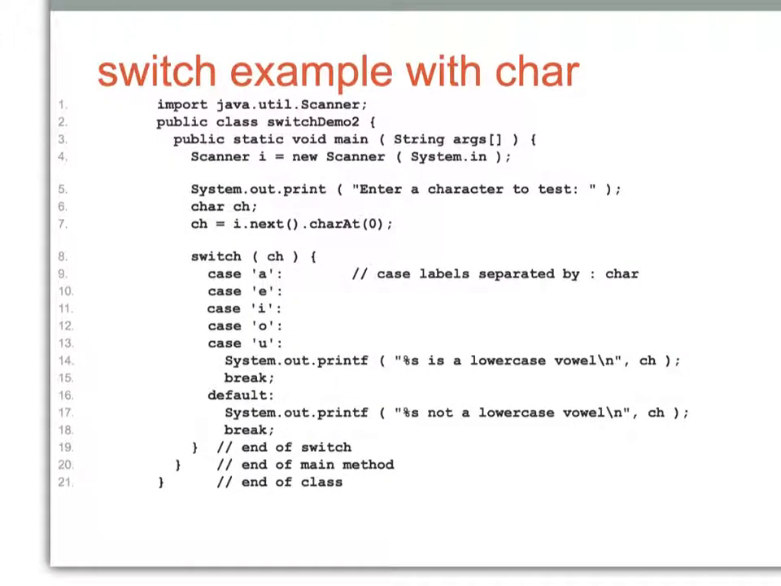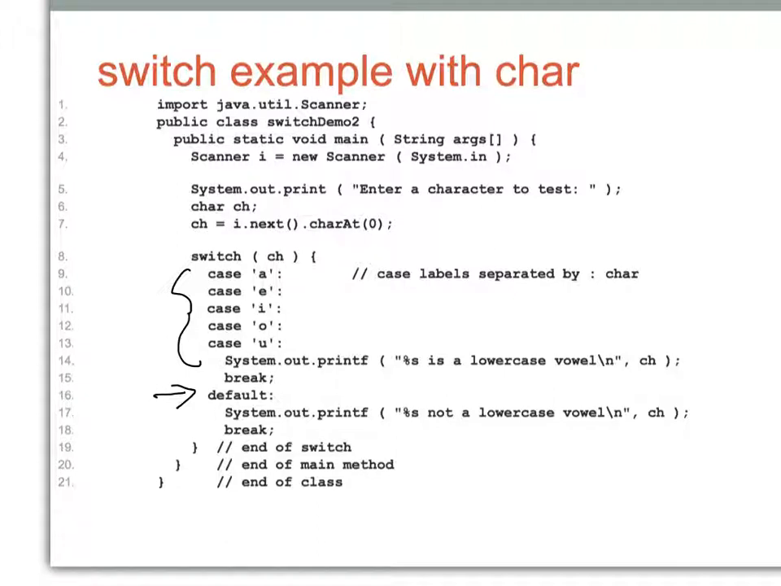Here you see another example. In this particular example, they're still testing a character. They're testing to see whether or not it is indeed a lowercase vowel this time. And so again, you see that it is checking the various different cases. And then if it doesn't match any of those cases, the default would get triggered and it would print out that it's not a vowel.